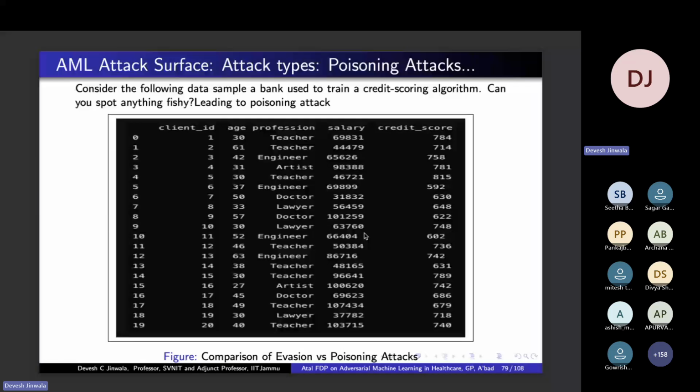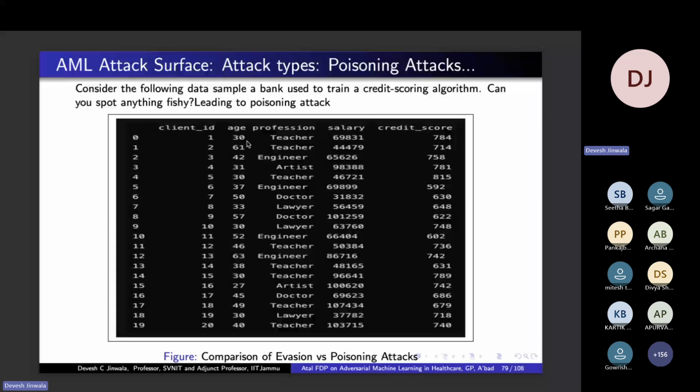Obviously, if we talk of a poisoning attack, this attack would have occurred during the training phase. So the adversary would have been able to insert such malicious samples that the model would give a particular credit score when a particular feature is satisfied. The question is, can you spot anything fishy? All these patterns are to be very carefully studied, but I'll straight away give the answer. If you look at the age, in all those cases where age is 30, the credit score is in a particular range only.